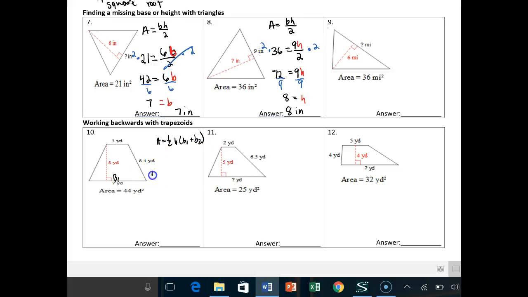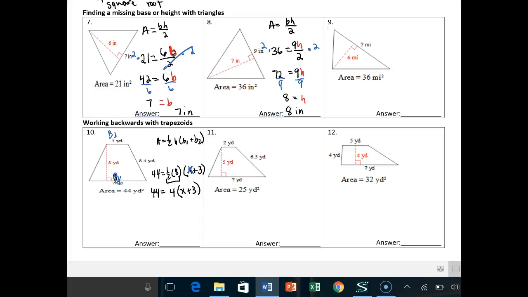So in this case, we have 44 is equal to 1/2 your height, which happens to be 8 in this case, times your base 1, which you don't know. So you could label that as x plus your base 2, which you do know, 3. That was your base 1, right? Base 1, or x, and this is base 2, right? 3. Right, so 44 is equal to, what is 1/2 of 8? Well, that's 4, right? Times x plus 3.